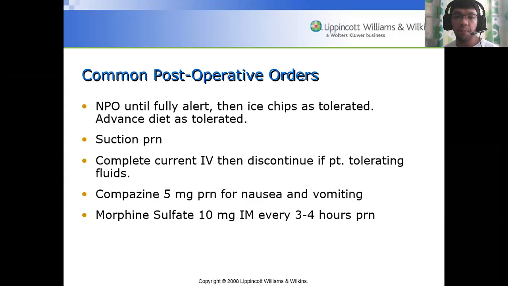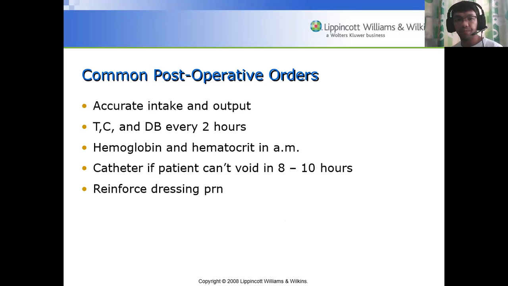Compazine 5 milligram as needed for nausea and vomiting, because this can be one of the side effects of anesthesia. Morphine sulfate 10 milligram IM every 3 to 4 hours or as needed because of the pain felt in the incision site. Again, accurate intake and output should be monitored. Turn from side to side and deep breathing exercises every 2 hours.